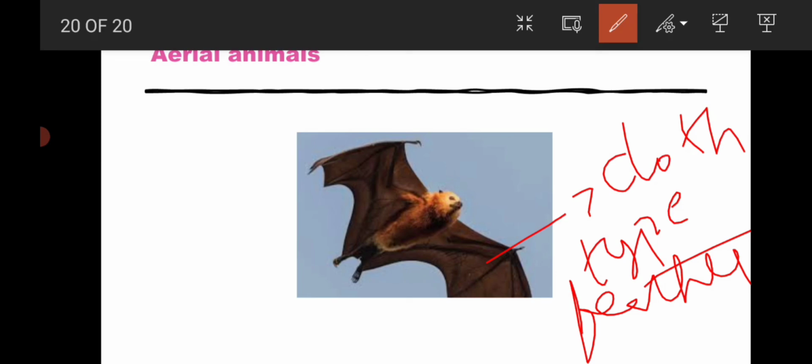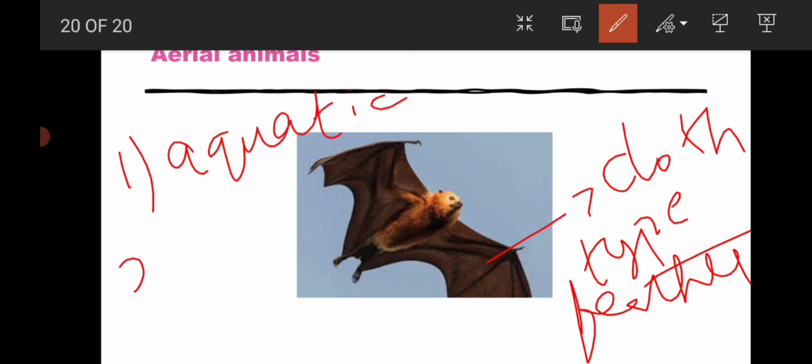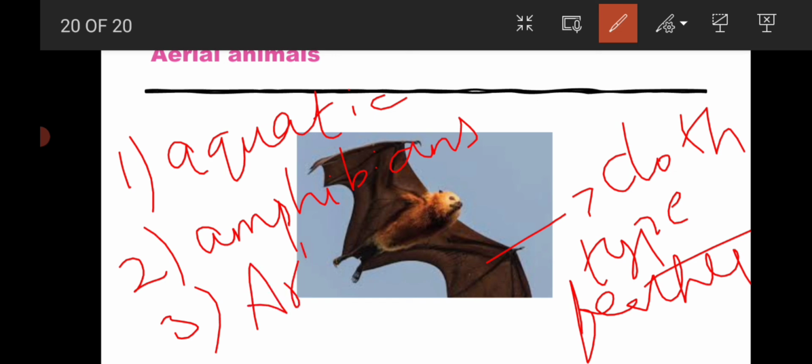So in today's class we have completed the remaining 4 habitats. What are they? We have completed aquatic animals, amphibians, arboreal, and the aerial animals. So all these 4 habitats we have completed.